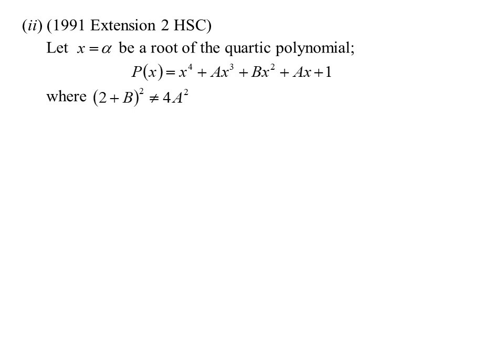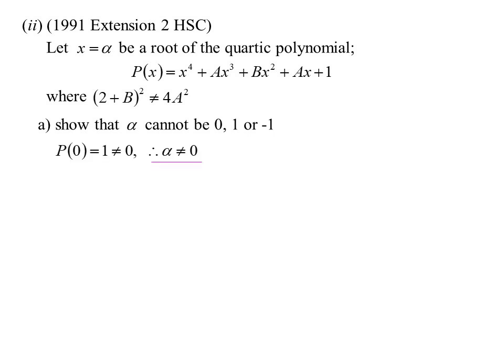We have to show that alpha can't be 0, 1 or -1. There's no way these three could be a solution to this polynomial. Well, 0 is easy to pick, because if you sub 0 in, clearly you're going to be left with 1. So alright, 0 can't be a solution. For 1, we get 2a plus b plus 2. We don't know what a and b are. We got this interesting relationship, but alright, let's look at -1.